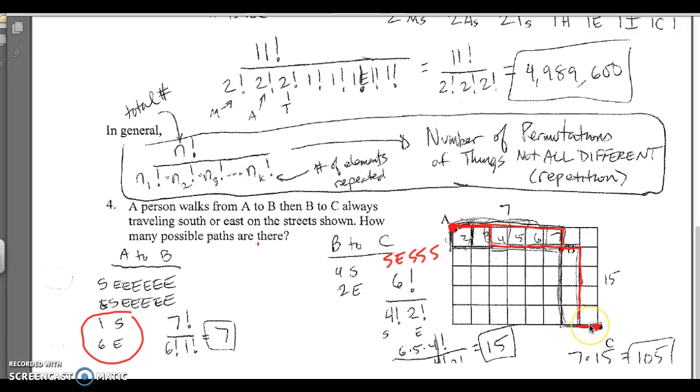Whoops, and I forgot this one. There's another east there. So we have 2 E's, 4 S's. So no matter what, you're always going to have this number of S's and this number of E's. So what are the total number of ways?